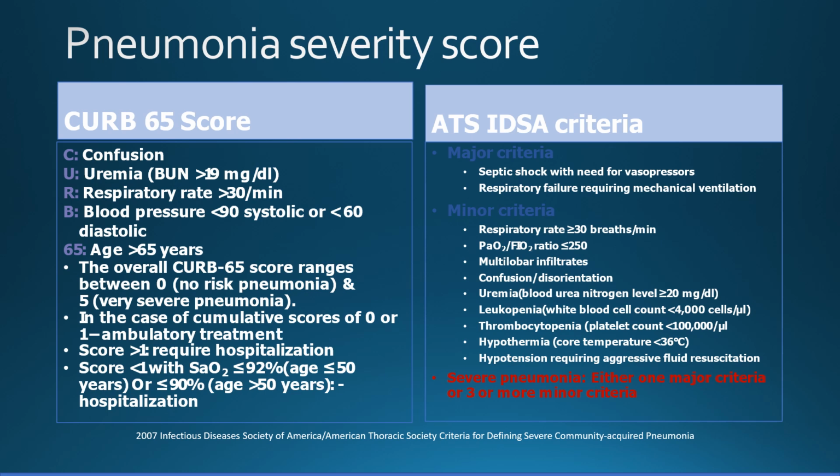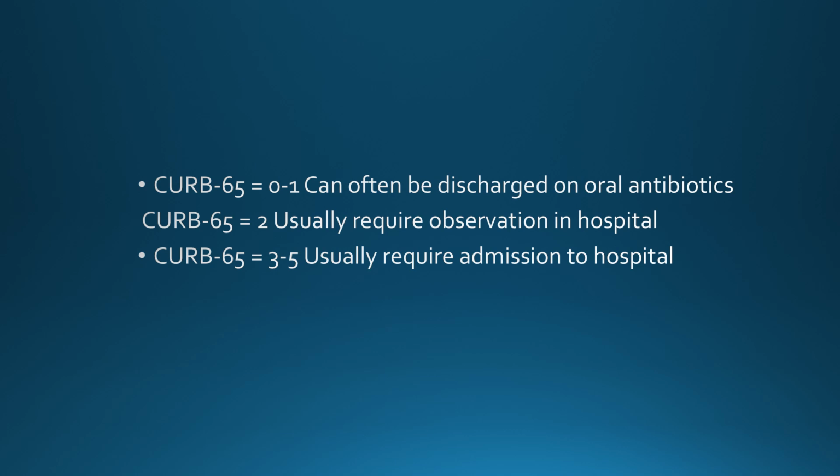Again, you can refer to the 2007 IDSA criteria for this CURB-65 ATS/IDSA score. CURB-65 of 0 to 1 can often be discharged on oral antibiotics. A CURB-65 score of 2 usually requires observation in hospital. A CURB-65 score of 3 to 5 usually requires admission to hospital.